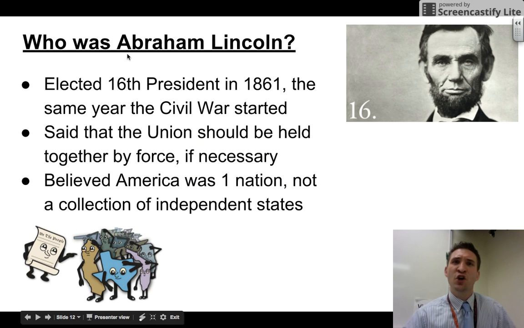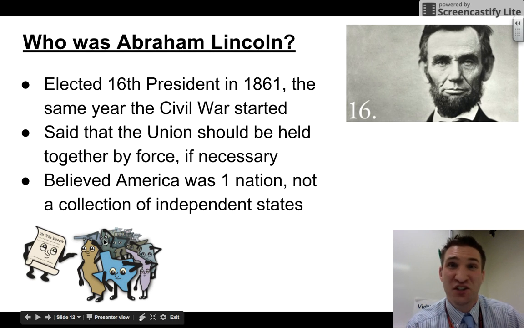Let's back up and ask ourselves, who was Abraham Lincoln? He was elected the 16th president in 1861, the same year the Civil War started. Heck of a first year. He said that the Union should be held together by force, if necessary. And he believed that America was one nation, not a collection of independent states. So you see here a collection of states. He said that this Constitution bound us all together, and that these states had the right to make some decisions for themselves, but not all decisions for themselves.